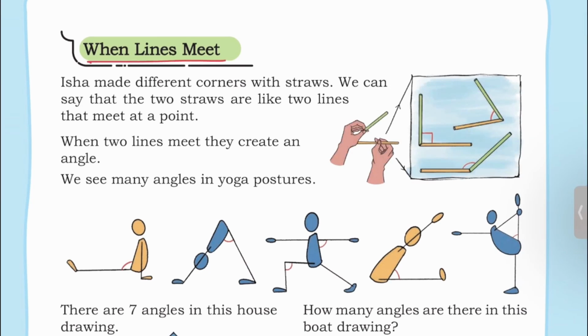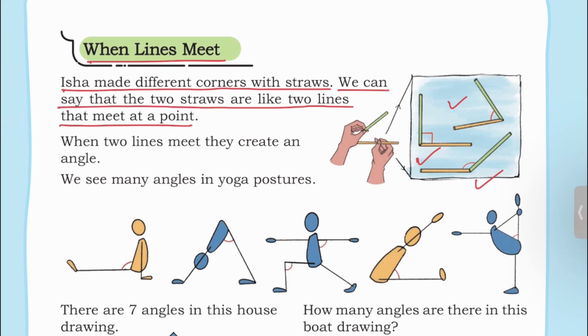When lines meet. Isa made different corners with straws. We can say that the two straws are like two lines that meet at a point. You can see two straws have been arranged such that they meet at a point like this. You can see various angles have been formed here. This type of angle is known as right angle. That is, the two straws have been arranged like this.